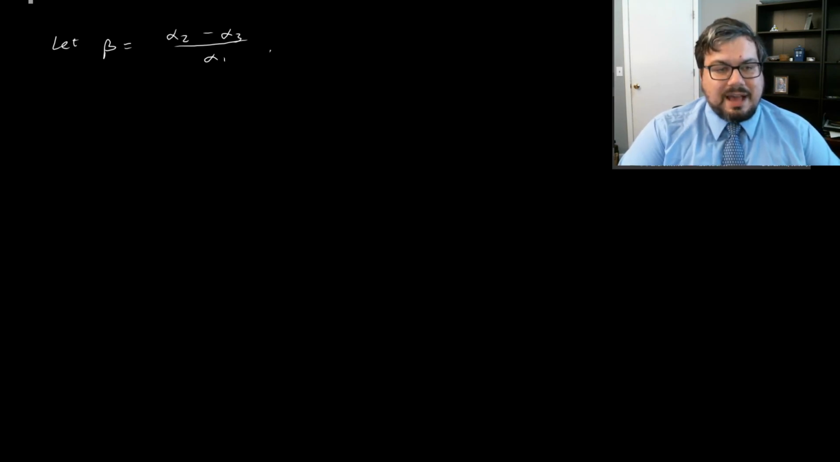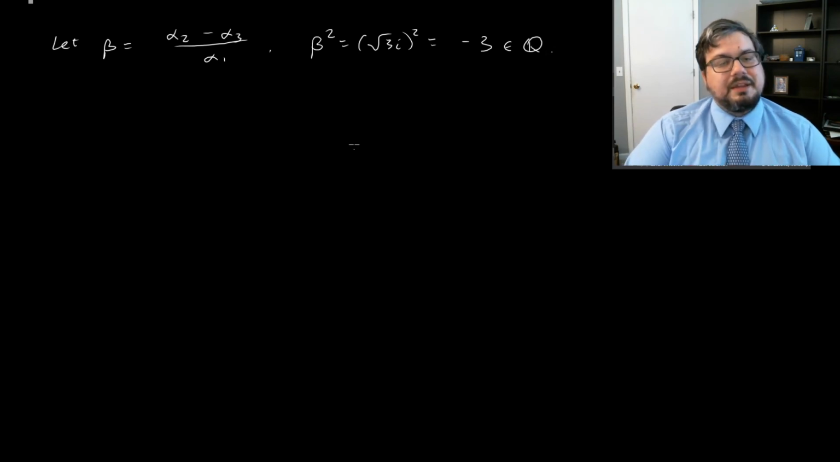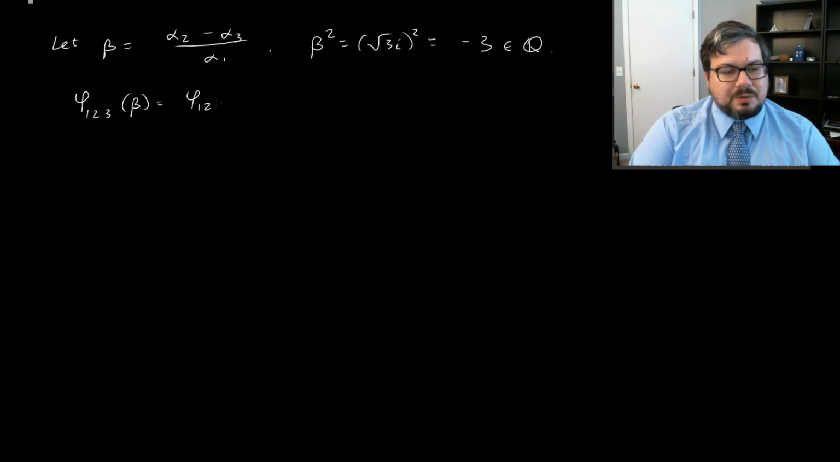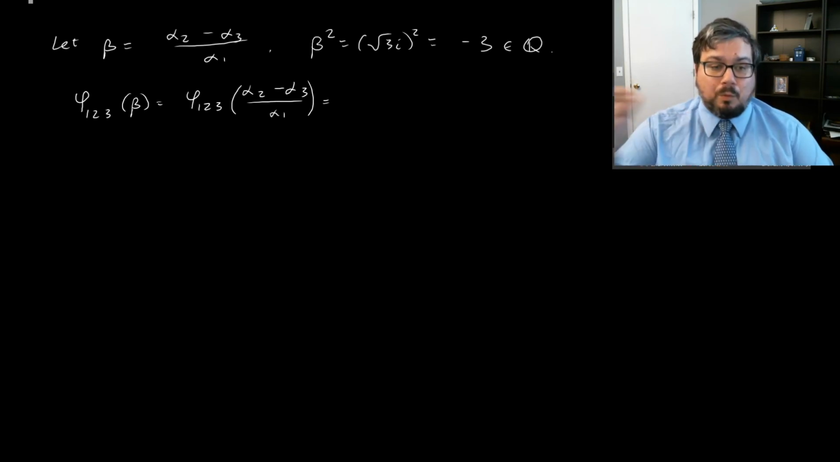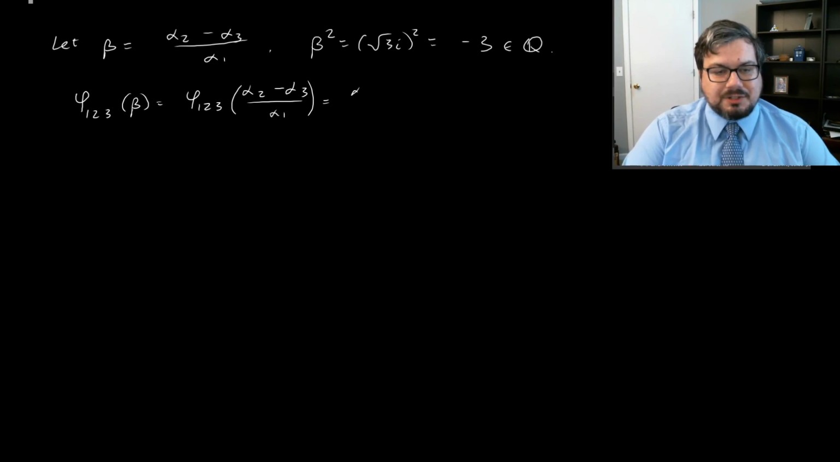So then we certainly have that beta squared will be the square root of 3i squared, which is -3, which definitely belongs to Q. And we have that phi 1, 2, 3 of beta is equal to phi 1, 2, 3 of (alpha 2 minus alpha 3) over alpha 1. So this is going to take each of the alphas and shift it one index further. So phi of alpha 2 becomes alpha 3, phi of alpha 3 becomes alpha 1, and phi of alpha 1 becomes alpha 2.